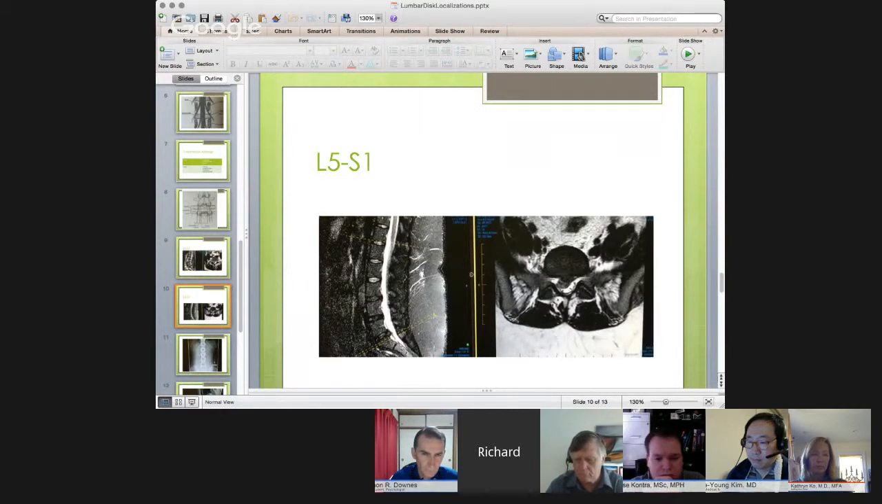Now, here is another. This is a separate patient. This is a young woman, and this is a tremendously large disc herniation here at L5. And, of course, it's a central herniation, but it takes up a giant portion of the canal.